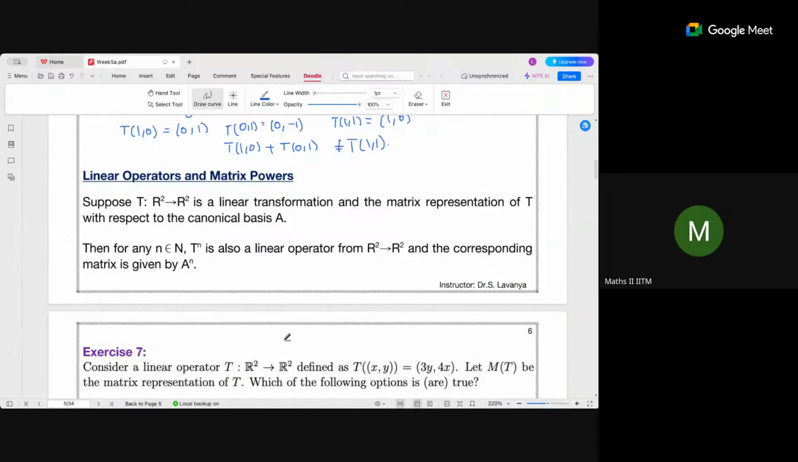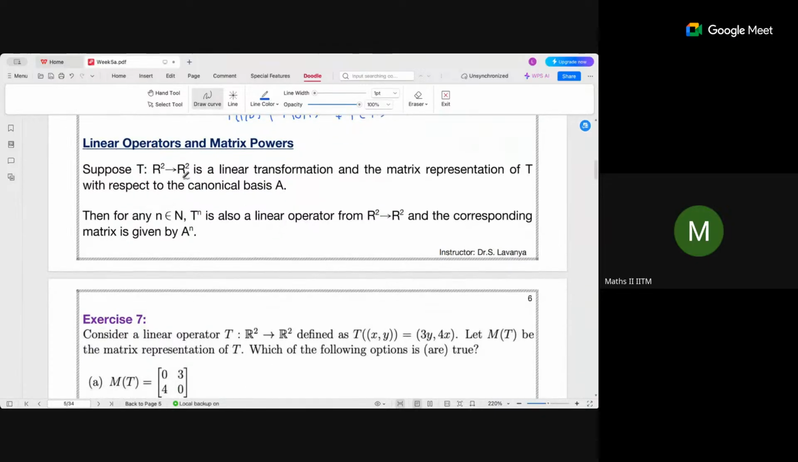Okay. Now we are going to look at matrix powers. So why do we need linear operators for matrix powers? Because if we are going to look at powers of a matrix, the matrix should be a square matrix, and a square matrix comes only for linear operators. For a general linear transformation, the matrix can be rectangular, and so we cannot talk about powers. Hence, while we are talking about matrix powers, we are looking only at linear operators.